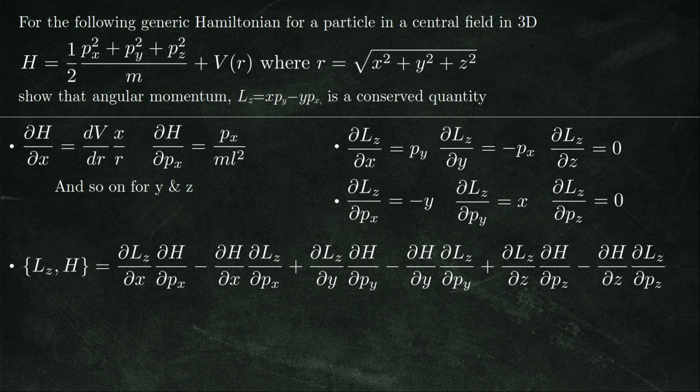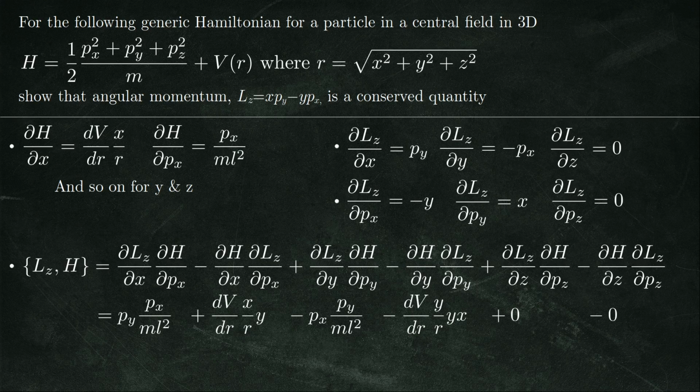So here is the Poisson bracket between Lz and H, where I've expanded the sum for each of the three coordinates x, y, and z. And then we substitute everything in, and we see these two terms cancel, and these two terms cancel, and so we get 0, which means this is a conserved quantity.